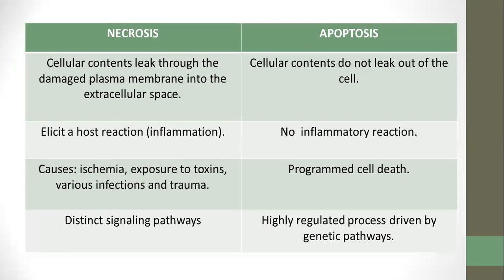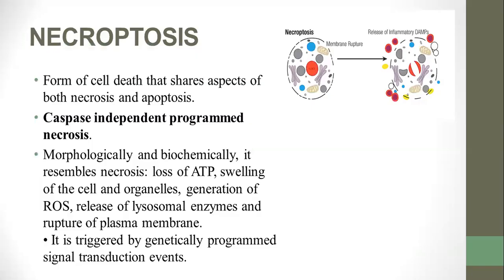In cases of necrosis, the cellular contents leak out, while in apoptosis, the cellular contents do not leak out. In necrosis, there is surrounding inflammation, while in apoptosis, there is no inflammation. Causes of necrosis include ischemia, hypoxia, toxins, infection, and trauma, while apoptosis is a programmed cell death, so it is regulated by cellular signaling. There are distinct signaling pathways for necrosis, which are different from those of apoptosis.